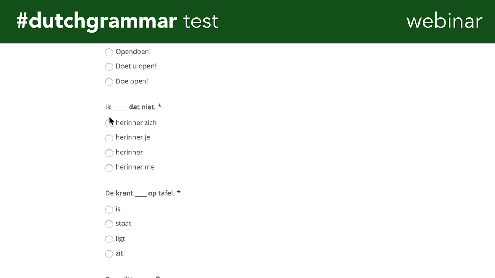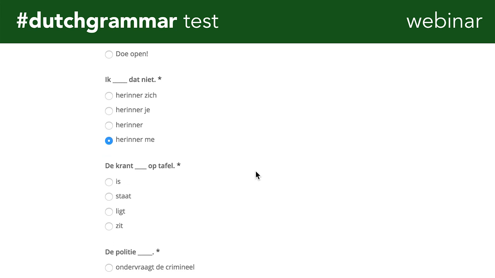Herinneren, lesson 33, is a reflexive verb. It comes with a reflexive pronoun. The reflexive pronoun that refers to the subject ik, first person singular, is me. Ik herinner me dat niet.